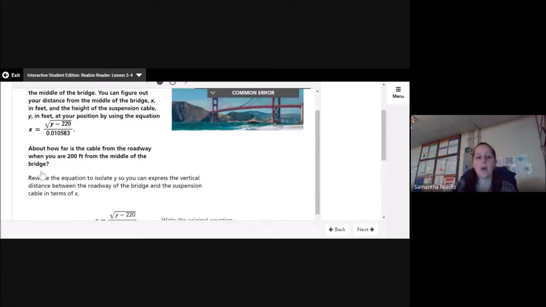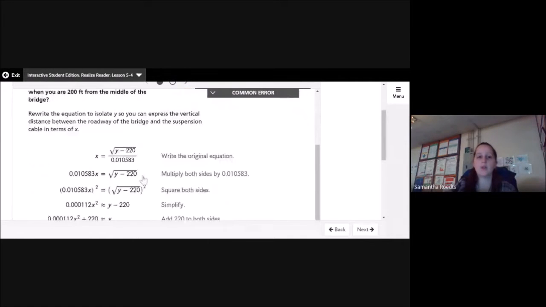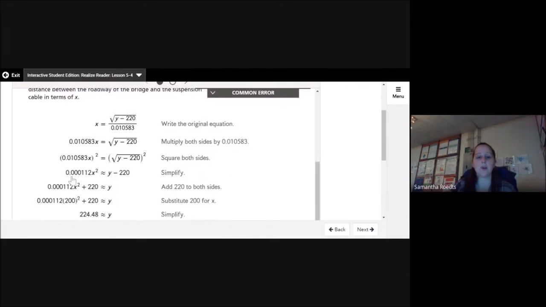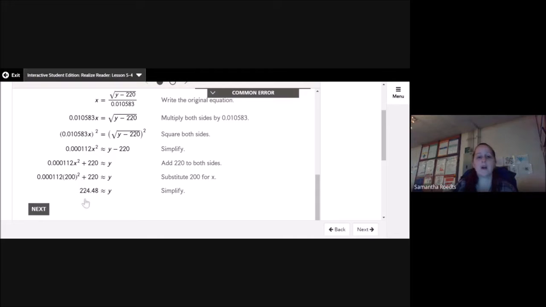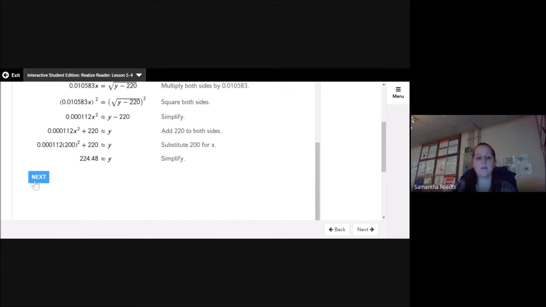So I rewrite the equation to isolate y so you can express the vertical distance between the roadway of the bridge and the suspension cable in terms of x. So x equals the square root of y minus 220 over 0.010583. I multiply both sides by that, which gives me y minus 220. I square that. So that's approximately 0.000112x squared. Y minus 220, I add 220 to both sides. So I get y is approximately 0.000112x squared plus 220.